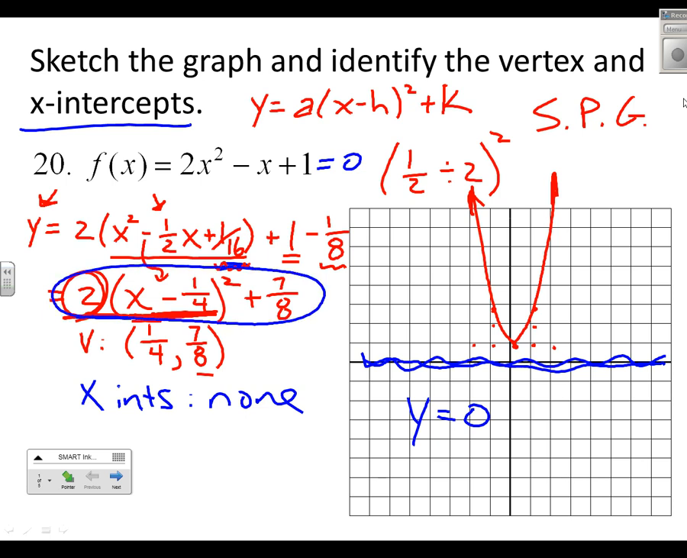So my first steps might be to go x minus 1/4 squared equals, I'm going to go ahead and subtract 7/8, get negative 7/8, and then I have to divide by 2. Okay, so at that point, my next step takes the square root. I would get plus or minus the square root of a negative, and oh, we don't have any zeros in this case. So there we are.